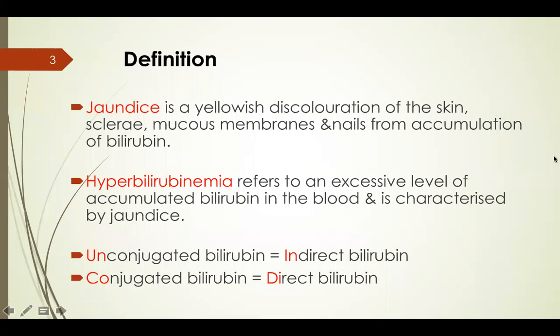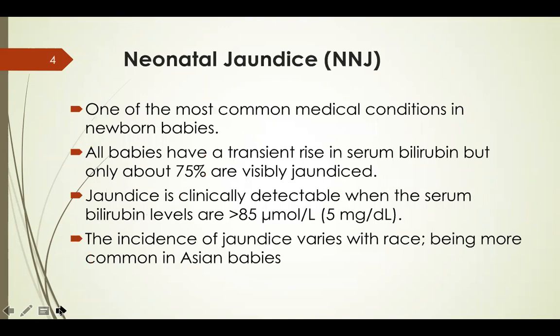Sometimes they will use indirect bilirubin. Indirect bilirubin means unconjugated bilirubinemia, so direct is conjugated. For neonatal jaundice, we will emphasize indirect bilirubin, which is unconjugated. Okay, one of the most common conditions in A2 especially. When you are in A2, you will see a lot of cases, but in A4, we also see a few cases of neonatal jaundice.